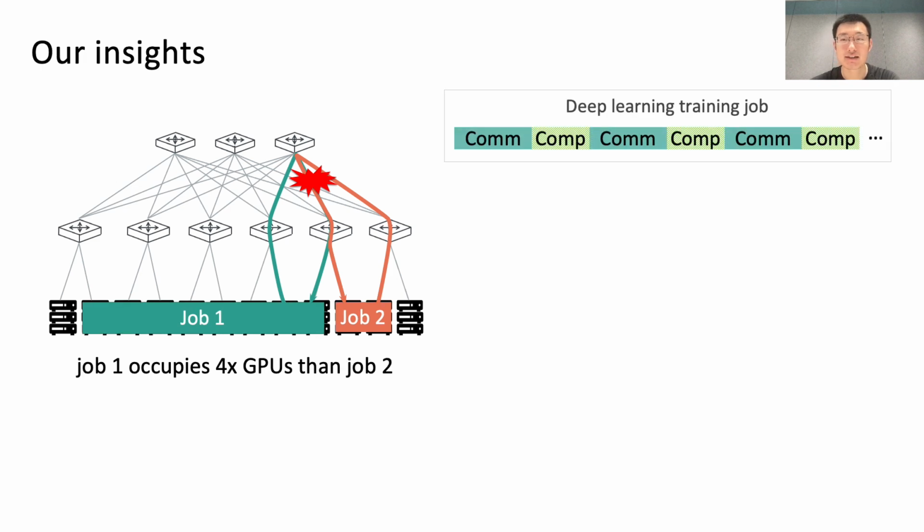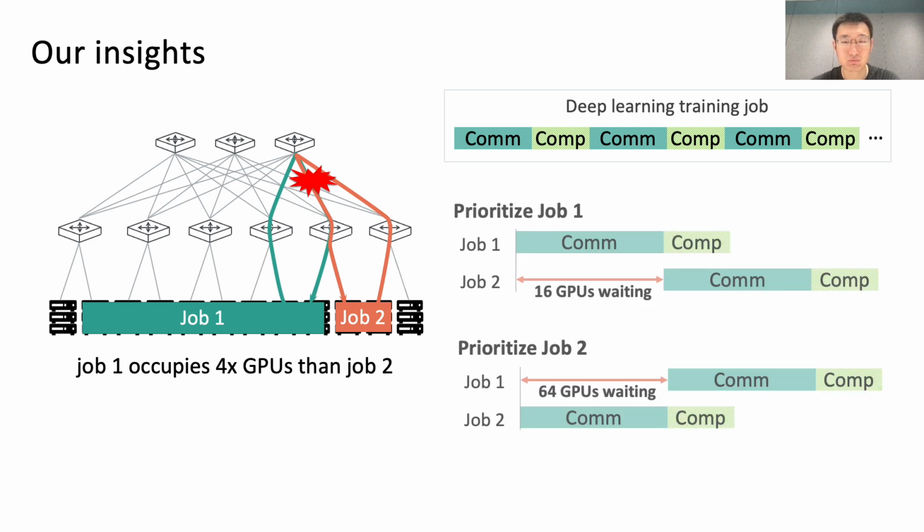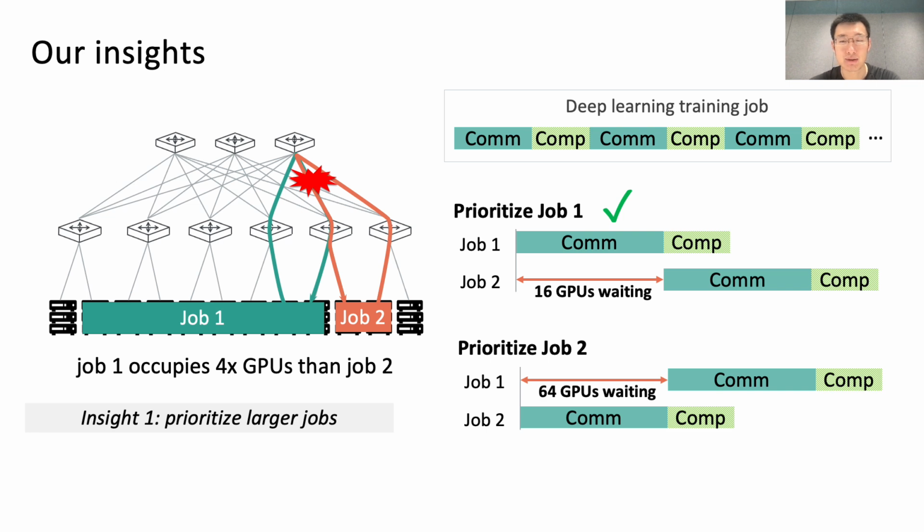To answer this question, let's dive deeper into the deep learning jobs. In deep learning training, the process of computation and communication always depend on each other in one iteration. It means that a job always needs to transfer a certain amount of data to unblock a certain amount of GPU computation workload. When job 1 and 2 compete for the network, if the network transmits data of job 1 first, it can unblock much more GPU workload than job 2. So prioritizing it can make much more GPUs keep working. As a result, job 1 is more important than job 2. So our first insight is larger jobs should be prioritized.